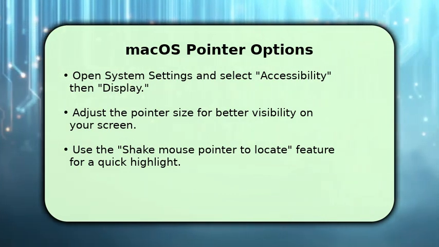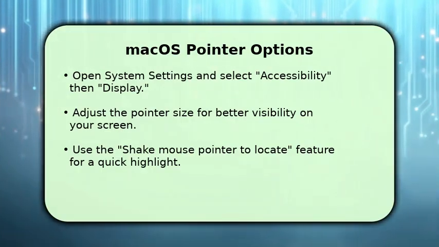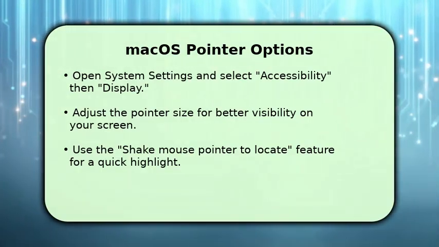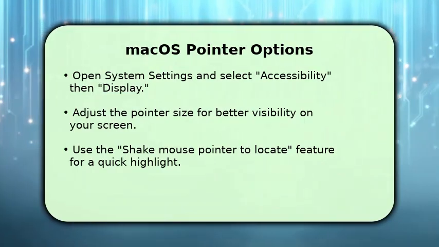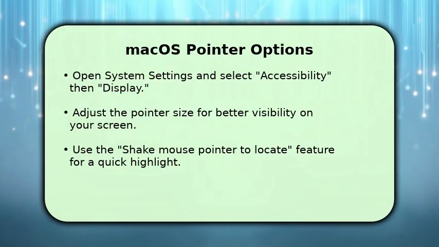Mac OS also offers a fantastic built-in feature: Shake Mouse Pointer to locate. Quickly moving your mouse back and forth will temporarily enlarge the pointer, creating a visual cue that helps you find it instantly on your display.